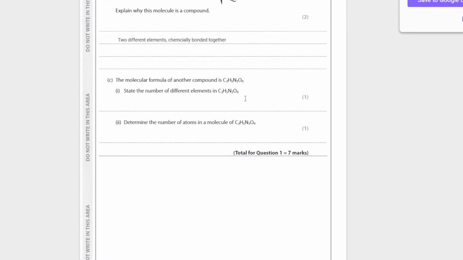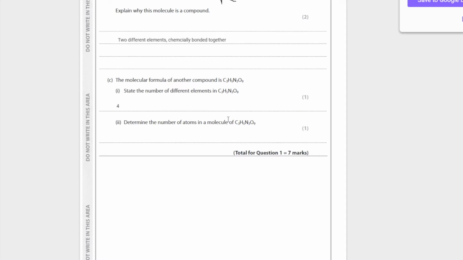Okay, so now the molecular formula of a compound is C3H5N3O9. Say the number of different elements in this molecular formula in this compound. So, number of elements, remember, it has nothing to do with a subscript. It just talks about the different elements there. So we can see there's carbon, hydrogen, nitrogen, oxygen, and that is 4 elements. So don't get confused, just know there's 4 elements.